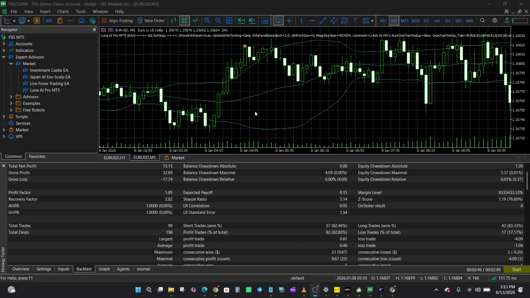So overall, the Luna AI Pro EA for MT4 and MT5 offers a multi-pair trading framework with portfolio management features, exposure filters, and a simplified one chart setup. As always, thorough testing and careful evaluation will remain essential before considering live deployment.